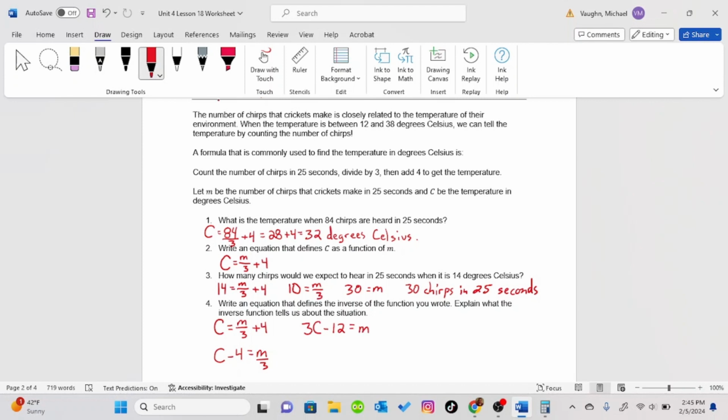And this tells us how many chirps in 25 seconds, using degrees Celsius as the input.